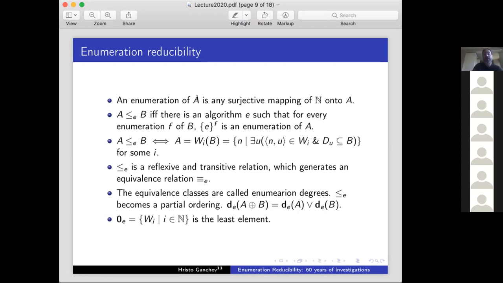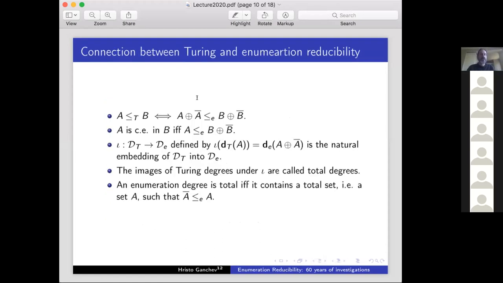Right. So enumeration reducibility and enumerations are more connected to what happens, let's say, outside of mathematics. Turing reducibility is more connected to what happens inside mathematics, and enumeration reducibility is more connected to what happens outside of mathematics. Well, what happens after this is that Turing reducibility, because it's older, is better studied. If you look at the amount of papers about Turing and enumeration reducibility, Turing reducibility is much more studied than enumeration reducibility.